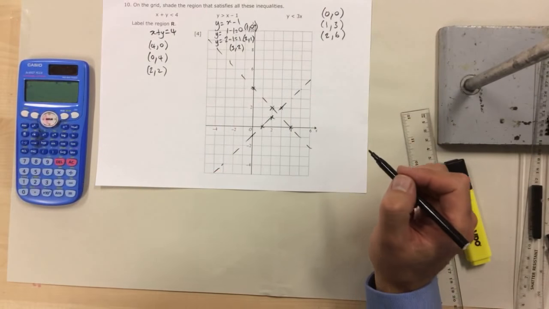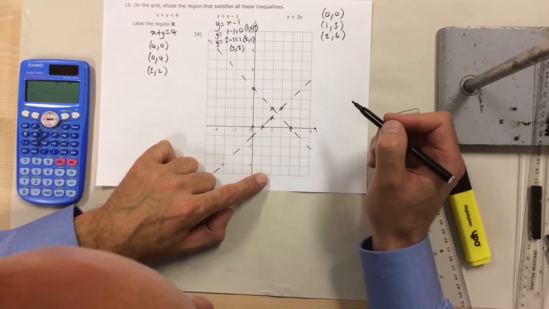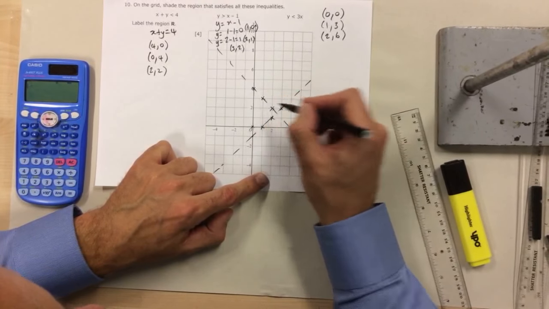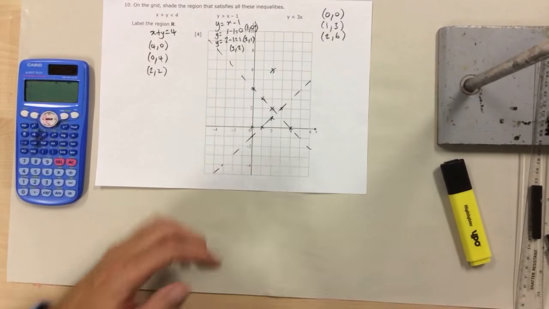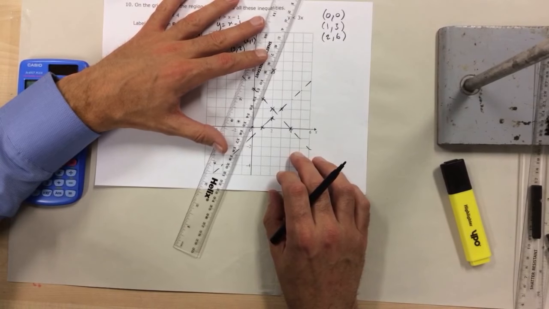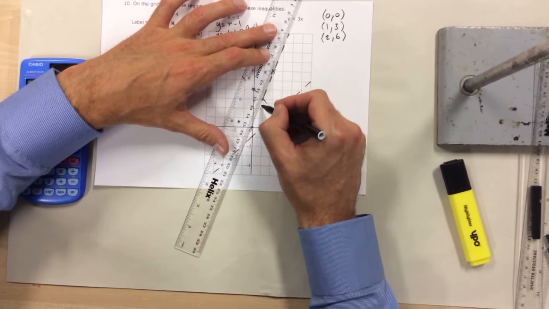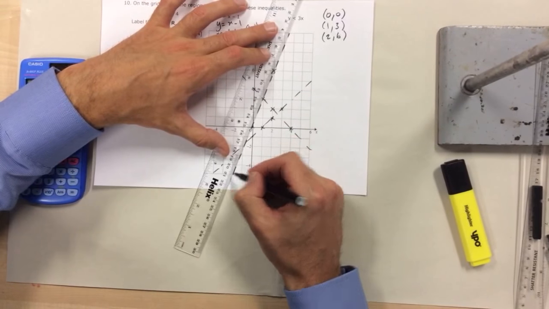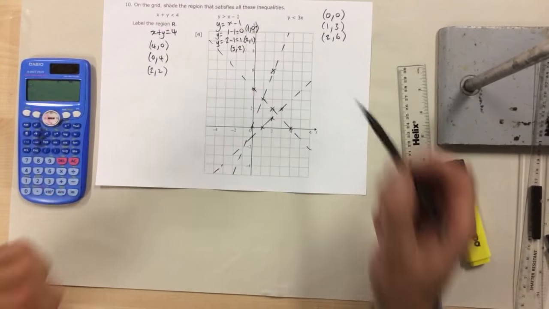Okay, so there's my three coordinates for this one. So plotting those points, we've got 0, 0, we've got 1, 3, we've got 2, 6. And again, we're just dotting those in because the inequality is just less than and not less than or equal to. Okay, so at this point we have to now decide.